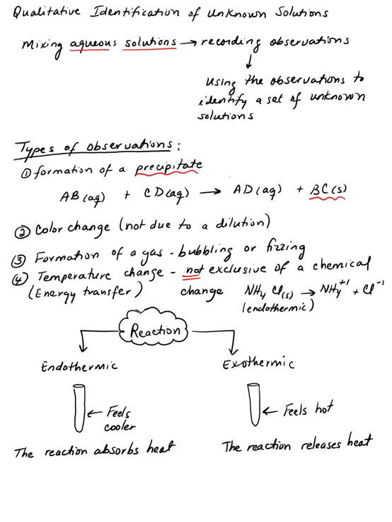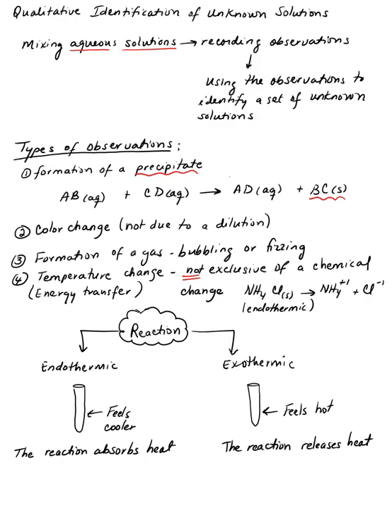Qualitative identification of unknown solutions. In this experiment, we're going to be identifying a set of unknown solutions using qualitative observations. That means that we're not taking any actual measurements of numbers, which is a quantitative measurement. So for qualitative identification, we're going to be mixing solutions that we know what they are, and based on the observations for those solutions, we're going to use those observations to identify the unknown solutions.